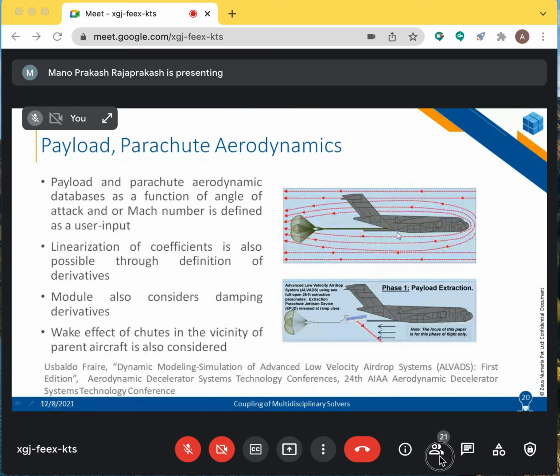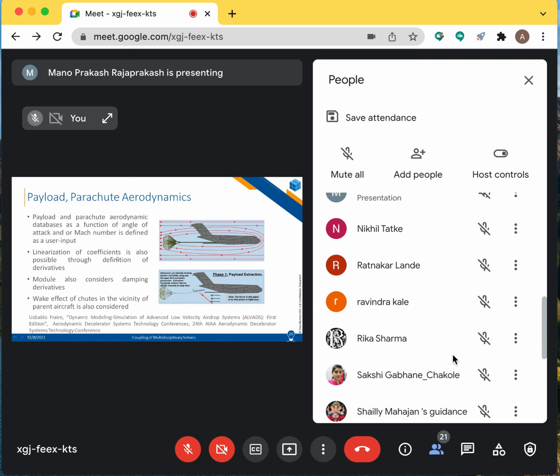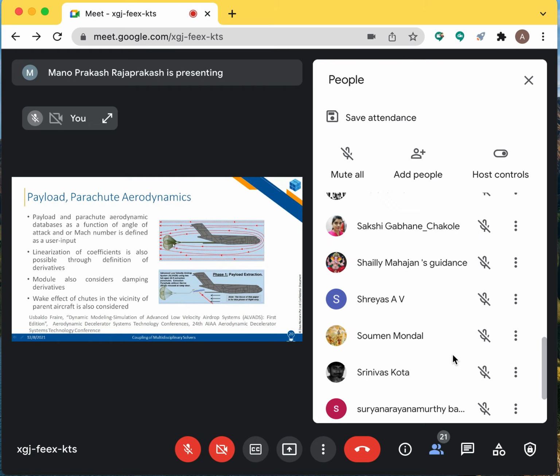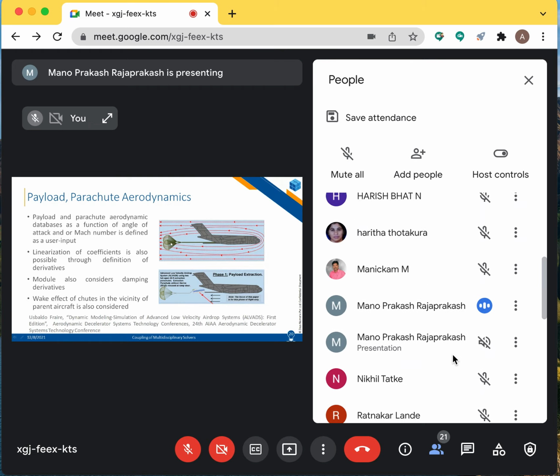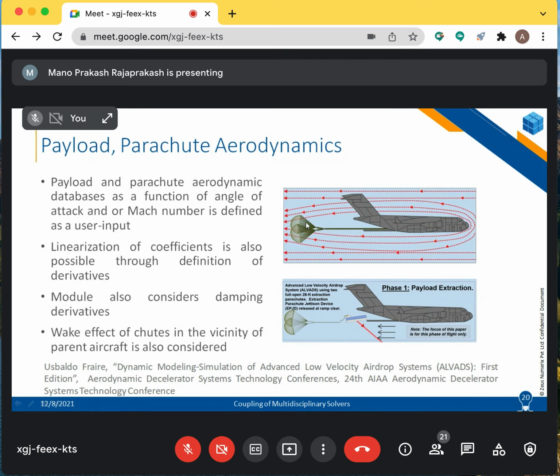So yeah, there are different approaches by which you can model the aerodynamics. If you have a database from wind tunnel tests, where usually the force coefficients are defined in the wind axis system, that is CL, CD, CM, for the parachute and payload, those databases can be used to model the payload.